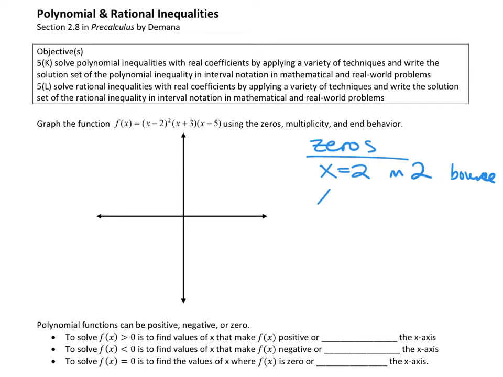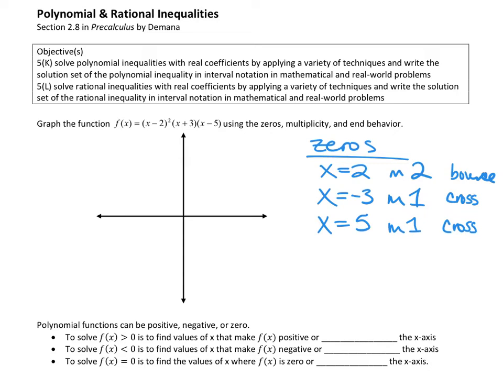The second 0 is x equal to -3. What's that one's multiplicity? 1, which means it's going to cross the x-axis there. And what's the third 0? 5. What's its multiplicity? 1, which means it's also going to cross. Odd multiplicities cross, even multiplicities will not cross or will bounce.